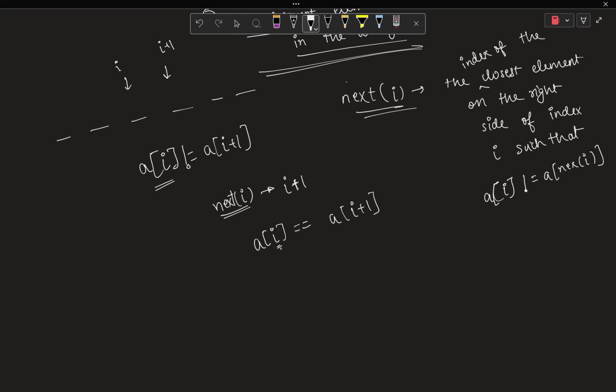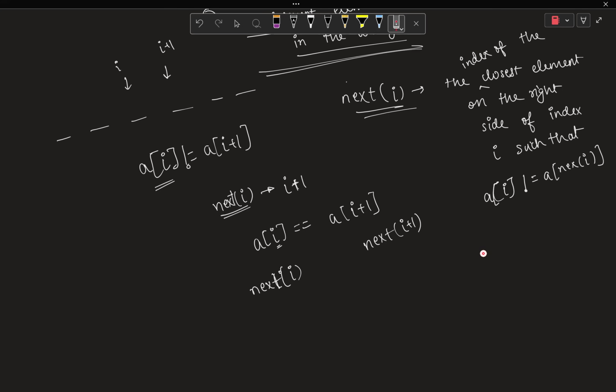Keep moving right of I plus 1. One thing you can do is just keep moving on the right side. Whatever answer you get for this next of I, the same next of I plus 1 would be, right? Because both of these elements are same. So on the right side for both of these, you will have the same answer.